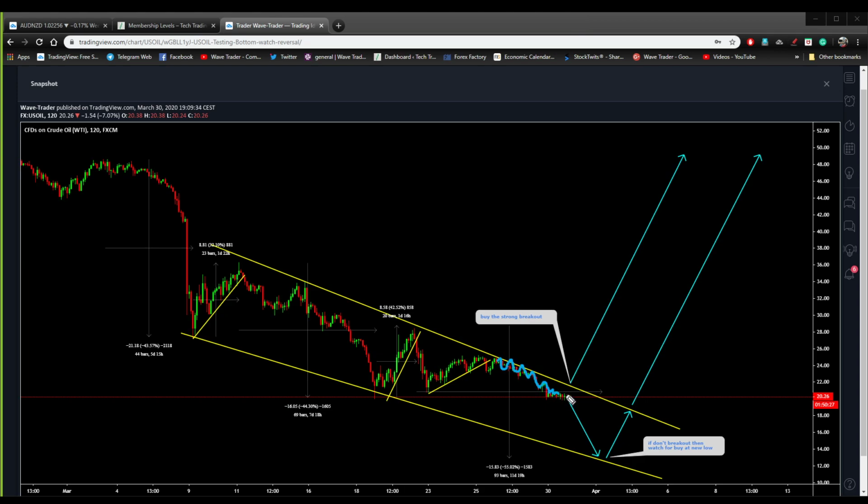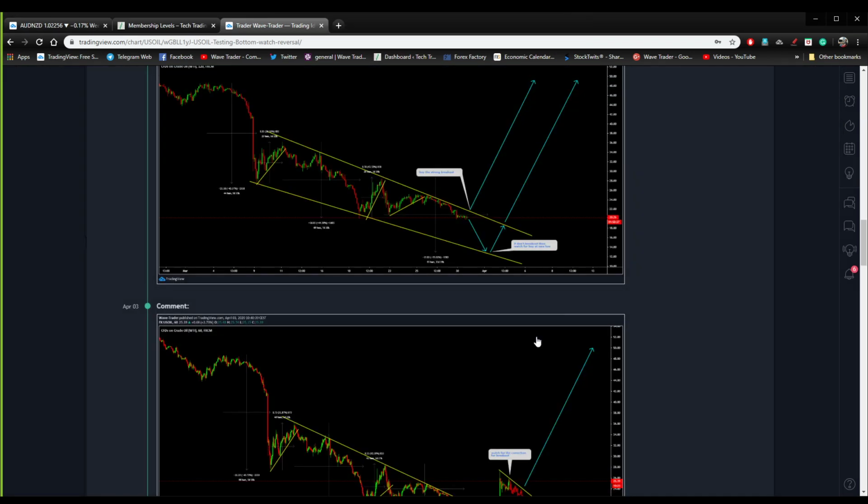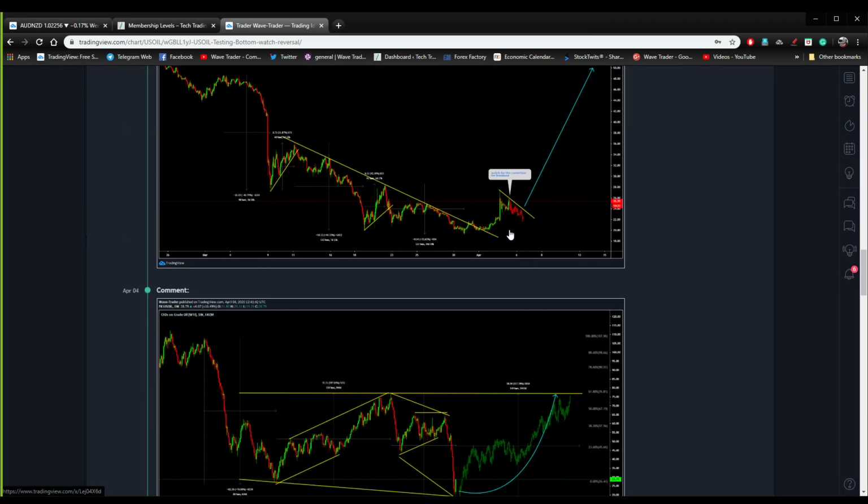Okay, price was struggling, and watch for that breakout. So hopefully you buy the strong breakout, if not the $20. Okay, so next week we were expecting correction to happen.